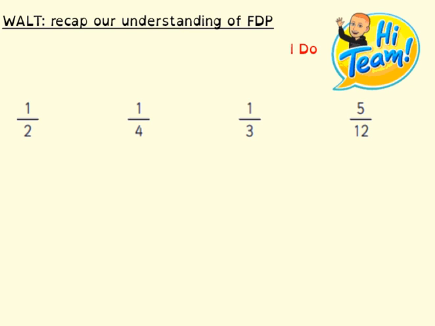First thing I need to do, I'm looking for my equivalent fractions by looking for a common denominator. I can see that 3, 4, and 2 are all factors of 12. I can times something by these 3 numbers each time to get 12. So that means I can use 12 as my common denominator for my equivalent fractions.